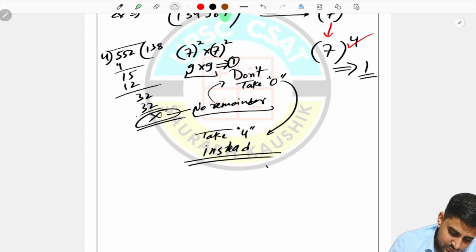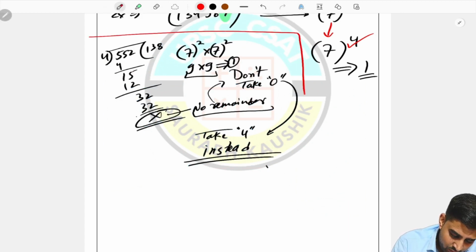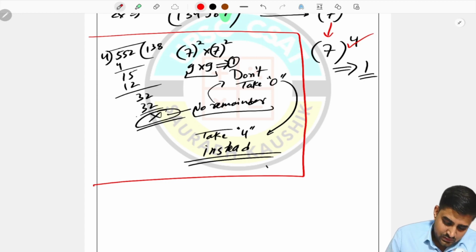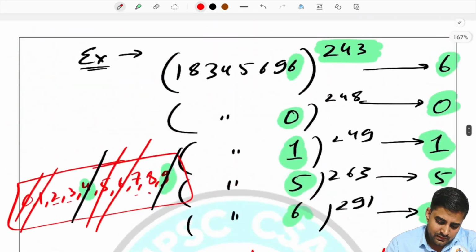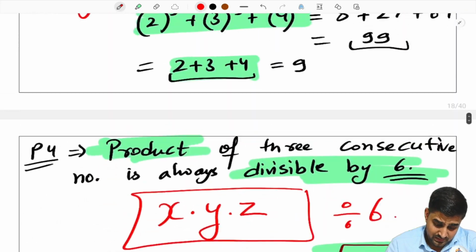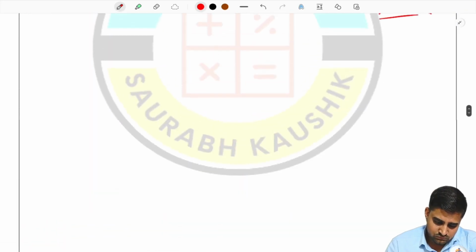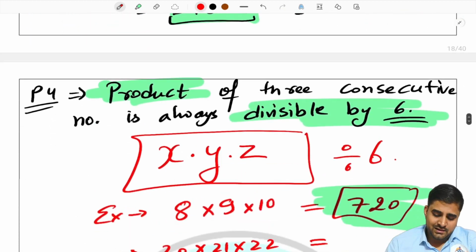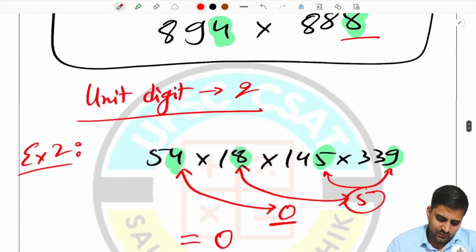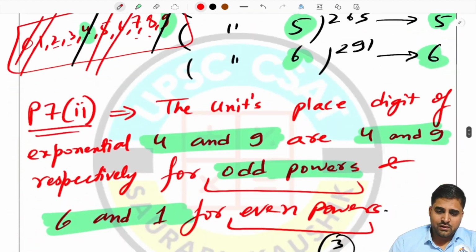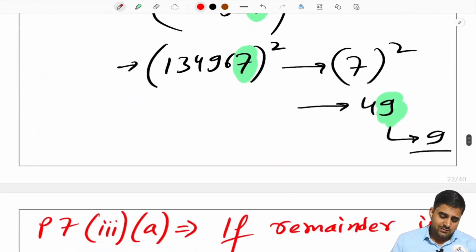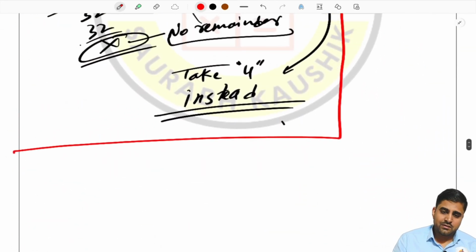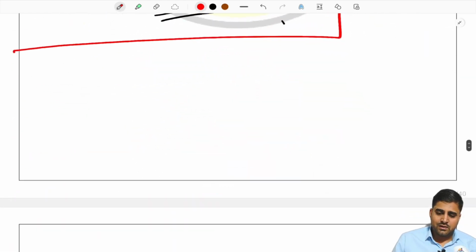Okay, so these are the things. I hope you understand the concept. So all the properties are covered. Please pause the video and go through it. And now we will solve some questions regarding this topic. Please pause and revise. These notes will help you in your examination. That is why I am making these.